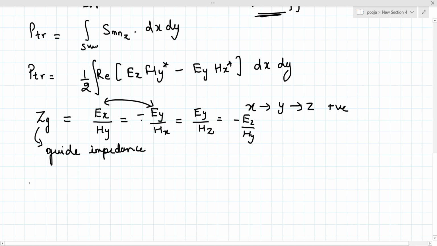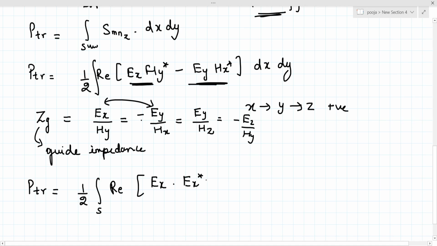So PTR will become 1 by 2 surface integral, real. We are putting the value of Ex Hy here. Hy conjugate is Ex conjugate divided by Zg conjugate. You can put the conjugate here. We'll see that it's a real quantity later. Minus Ey Hx conjugate is minus Ey conjugate divided by Zg conjugate, dx dy.